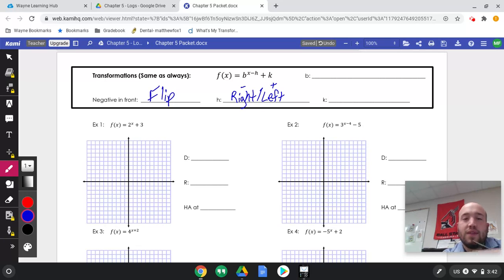Okay, now the k, whatever's tacked on at the end, that's up and down. And just like in the past with up and down, if it's positive, that means up. If it's negative, that means down.